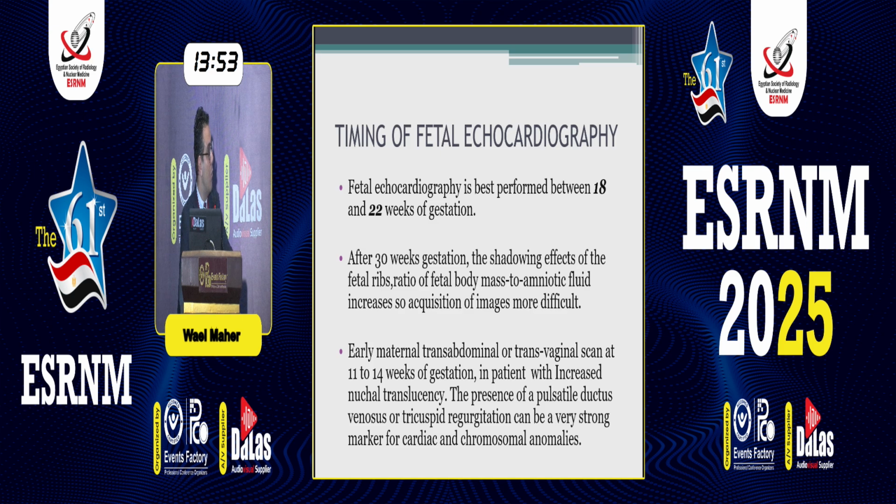The ideal time for fetal echo is between 18 to 22 weeks. Below that, at 11 to 14 weeks, it will be problematic, so that's why we might use the transvaginal route to make the heart as close as possible to the probe and magnify the heart as much as possible. And beyond that, at 30 weeks, it will be again problematic as the mass index of the baby will be increased in relation to the amniotic fluid, and even the ribs might cast shadows over the fetal heart, compromising the accurate viewing of the heart.